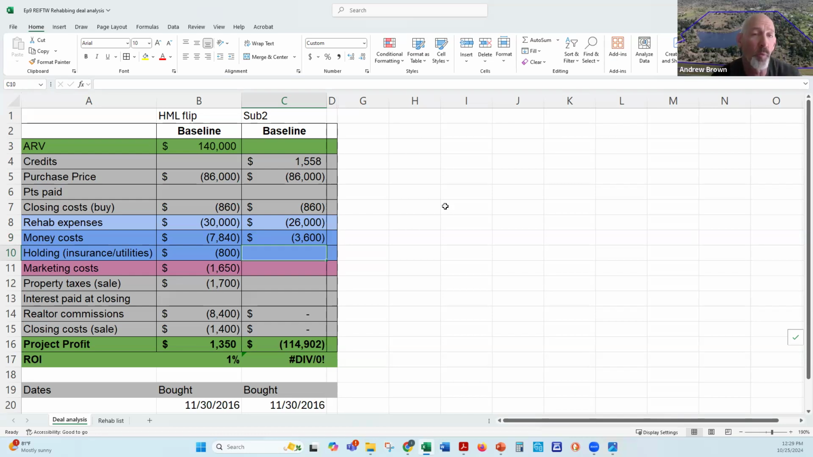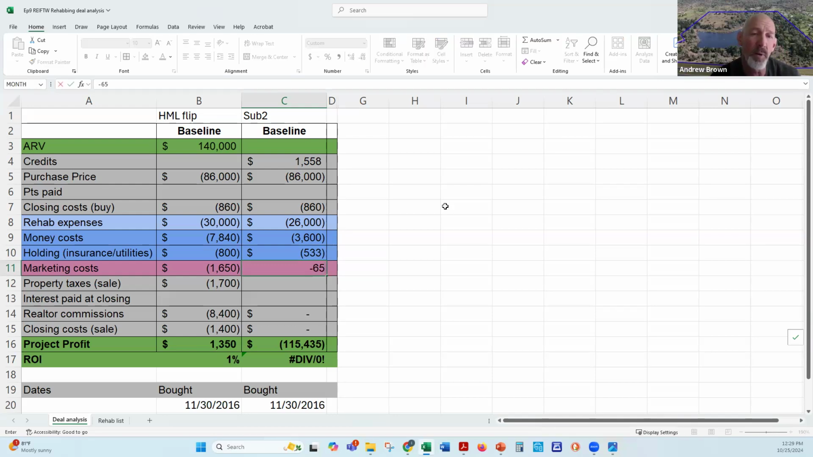Holding costs, we realized this was going to be tight and we need to do it faster. And when you do it faster, your holding costs go down. So the insurance and utilities, I've got here 533. Marketing costs, we brought down to 650.